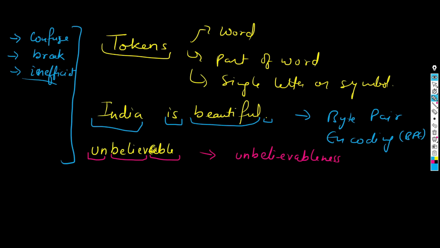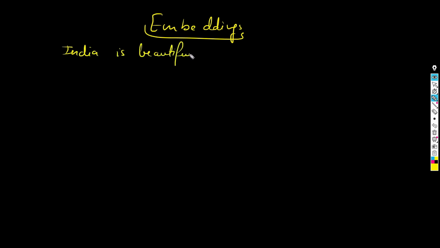Now, once we are done with tokenization, the next part that comes across is something called embeddings. This is the second part, after tokenization. Tokenization basically breaks the entire sentence into small tokens. When we take the previous example, India is beautiful, we broke it down into four different tokens altogether.